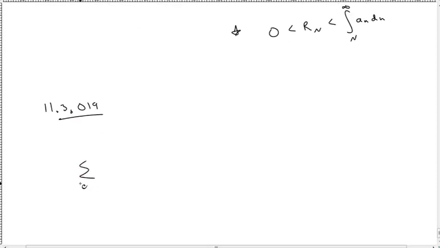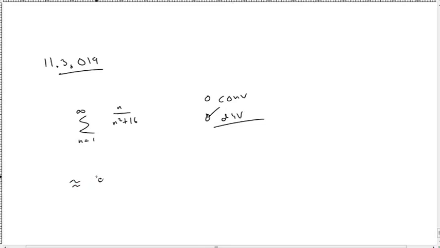So I've got the summation, I almost said integral, summation of n equals 1 to infinity of n over n squared plus 16. And I want to know, does this converge or does it diverge? And I can tell you immediately that it diverges. I don't have to do an integral. I will do an integral, but you don't have to do any integrals if you don't want to.